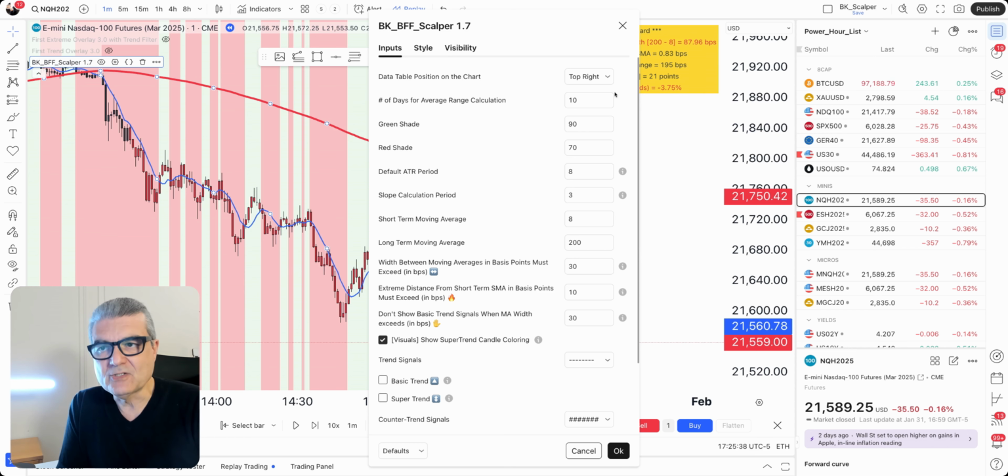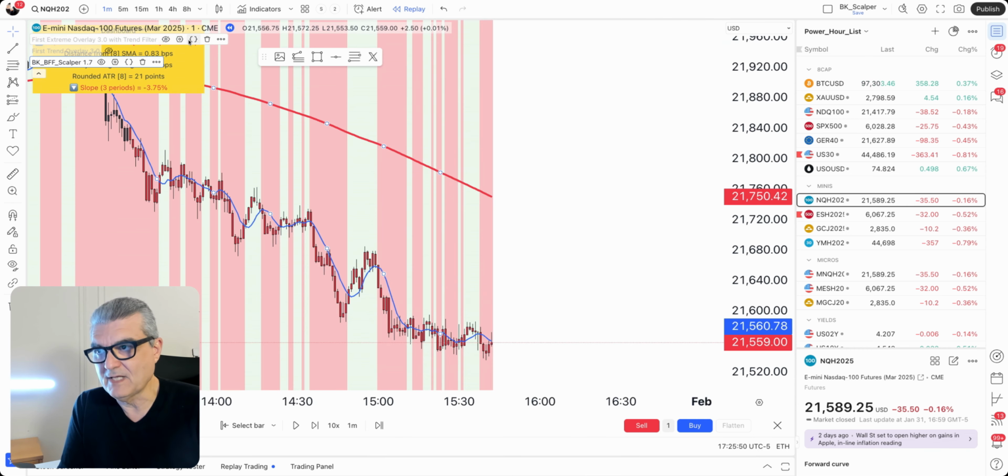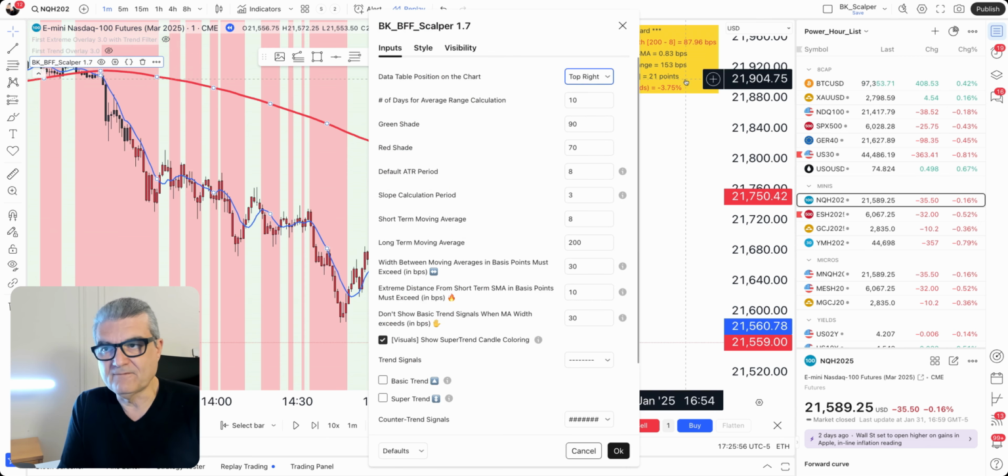But the point being is that you can change anything you like on this setting, including the data position table, the big dashboard over here. You can move it around. You can move it to, for example, the top right. If you want to move it to top left, just say top left. It actually goes right over there. All of these, you can go bottom left, anything you like. Everything is fully configurable for your pleasure.